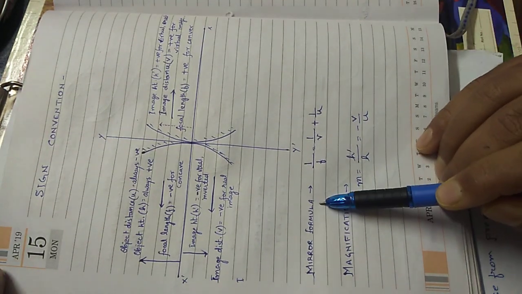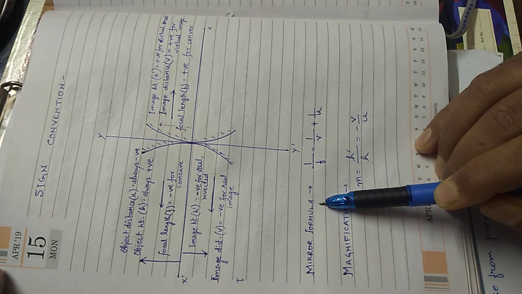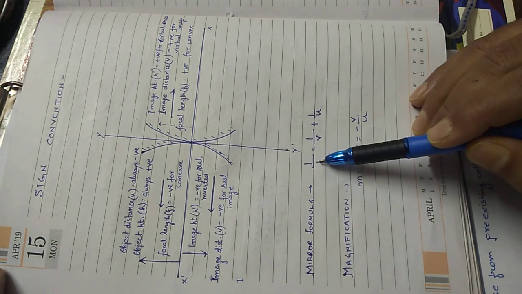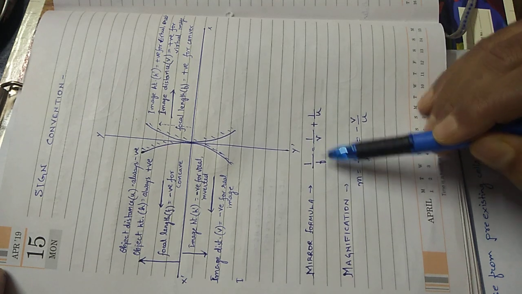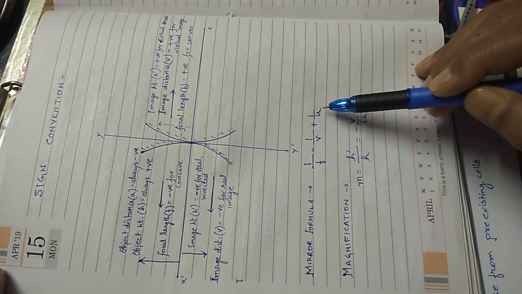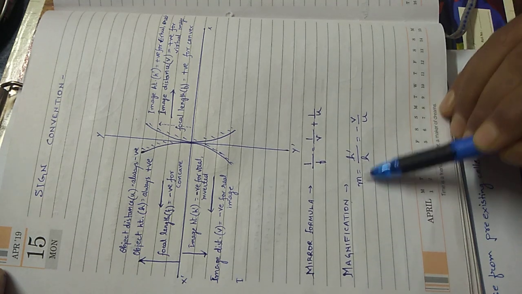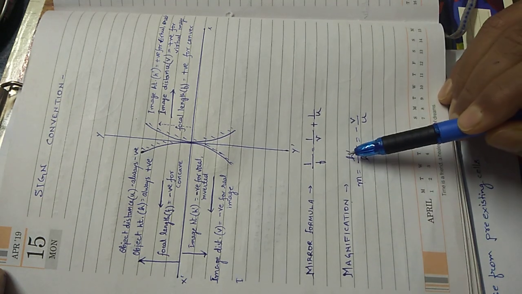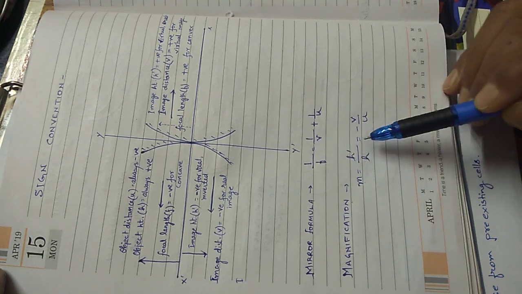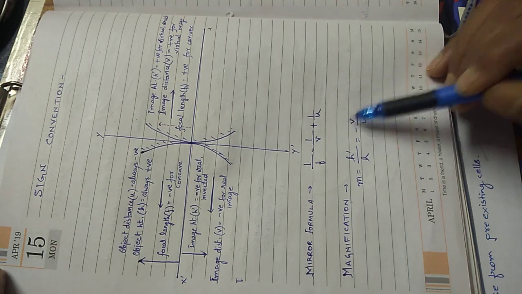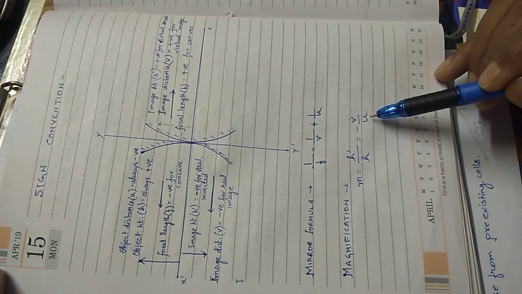Now we have two formulas to be understood. One is the mirror formula. Derivation is not required in your course, so I am not going for the derivation. The mirror formula is 1 by F, that means 1 by focal length, is equal to 1 by V plus 1 by U. Whereas for magnification, the formula is M is equal to H dash by H, that means image height by object height, is equal to minus V by U, minus image distance by object distance.